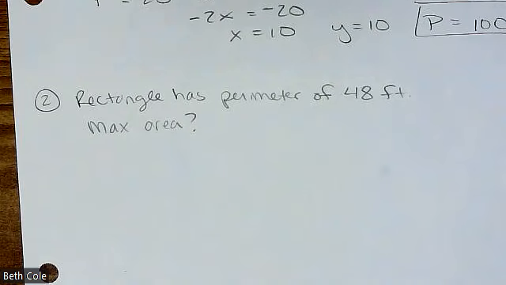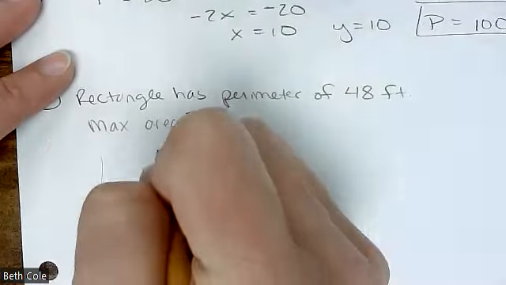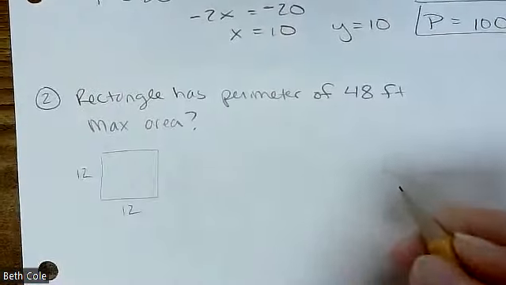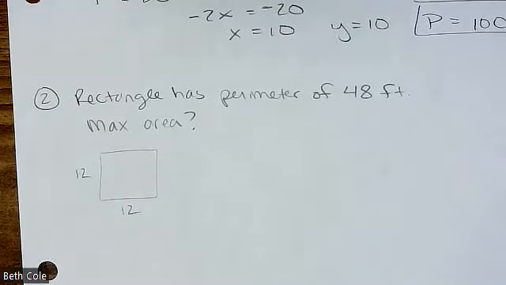Yeah, like adding up all the sides. So if it's a square and your perimeter is 48 feet, what's each side going to be? 12. Now, if you don't want to draw this, you don't have to. I'm just doing it for the sake of anyone who wasn't here and is just watching the video, to show you what we're talking about. It would be 12 by 12.